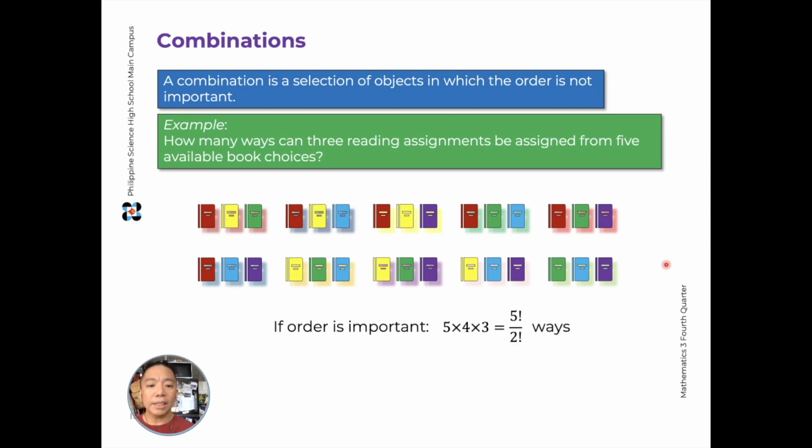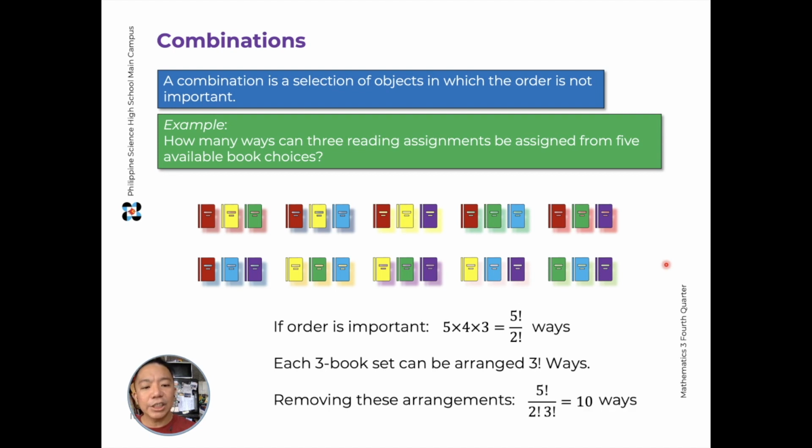If order is important, then this would be 5 times 4 times 3 or 5 factorial over 2 factorial ways. And if order is important, ilang ways natin pwedeng arrange ang tatlong books? 3 factorial ways. So ito yung tatanggalin nating arrangements from the 5 factorial over 2 factorial ways. Kaya natin siya i-divide by 3 factorial. The total number of groupings na magagawa natin from 5 books and each group has 3 reading assignments. So, the 5 factorial over 2 factorial over 3 factorial.